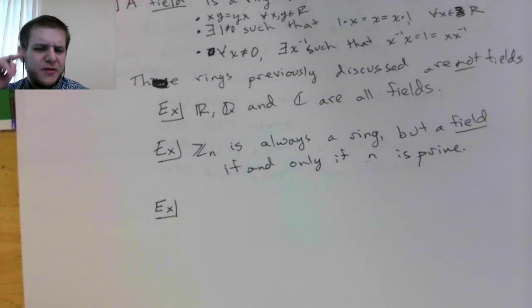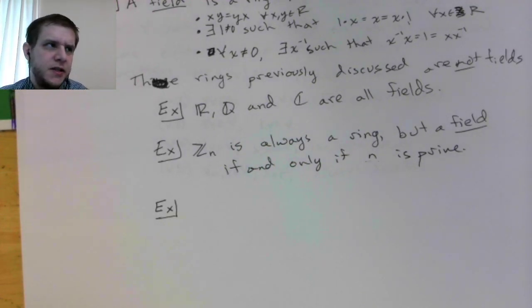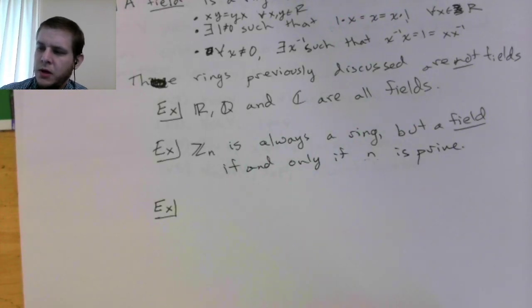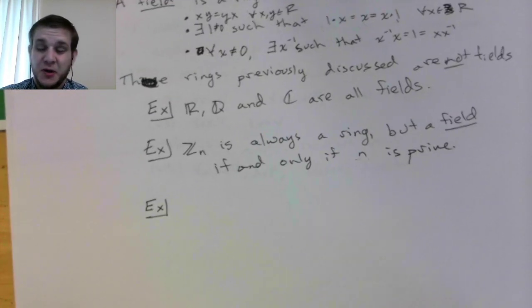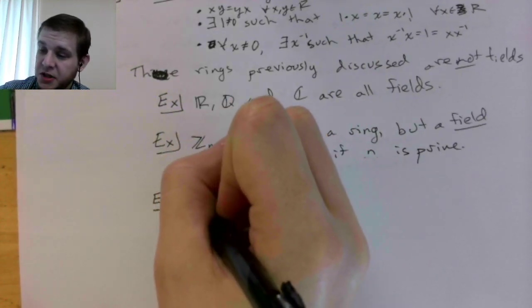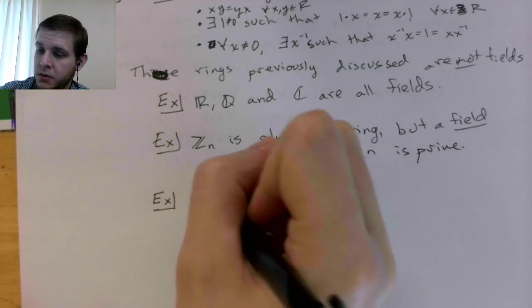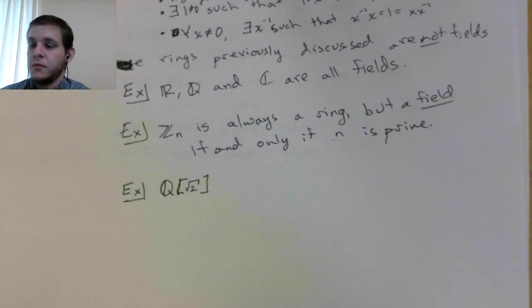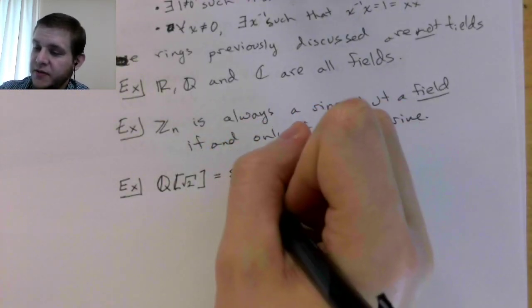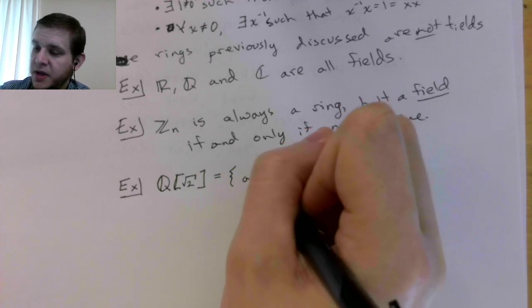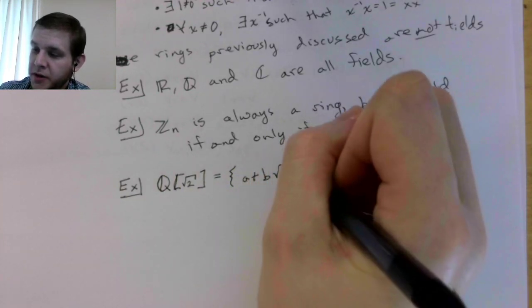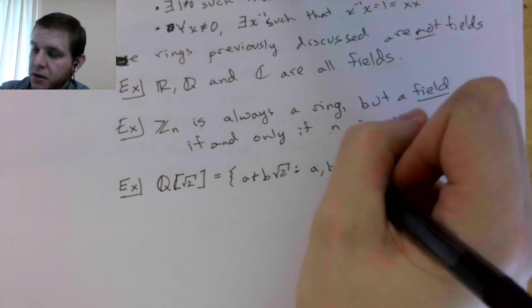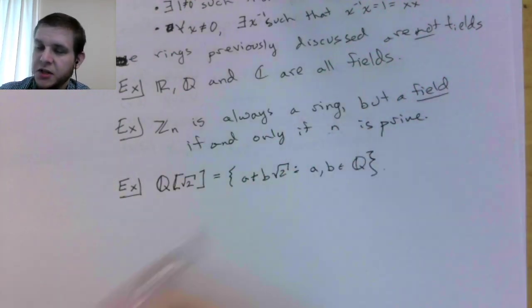Let's do one more example that sort of hints at a subject called algebraic number theory. A lot of algebraic number theory cares about fields and what are called field extensions. So here's an example of a field extension. When I take Q and I tack on the square root of 2. So this is the set of things a plus b times the square root of 2, where a and b are elements of the rational numbers.